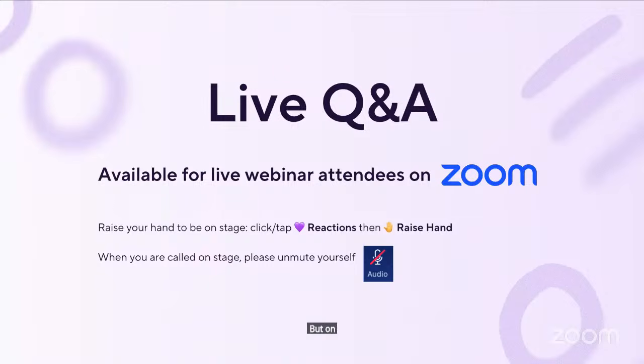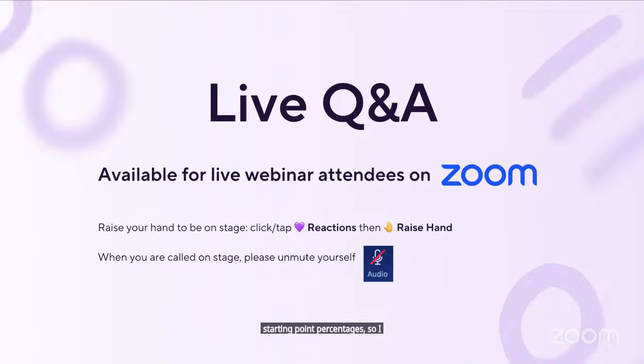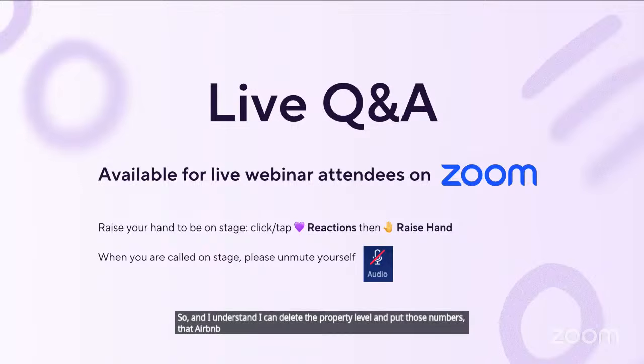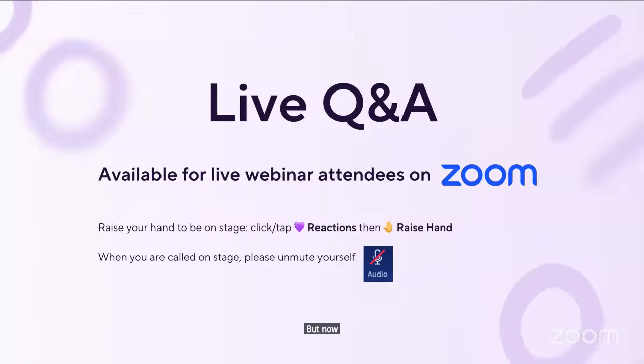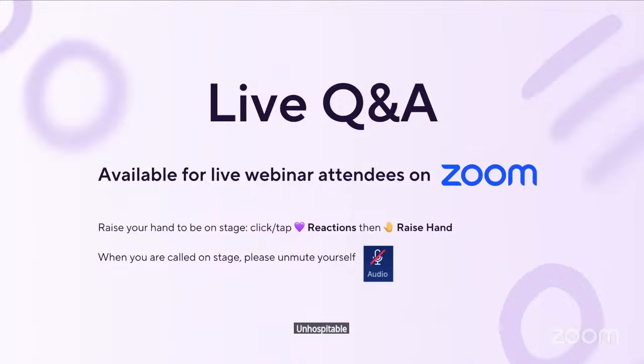But on our individual property page, I think we now see what we confirmed, the Hospitable recommended starting point percentages. So I think that's different at that property level. And I understand I can delete the property level and put those numbers, that Airbnb number, back at the global level, and I'll be fine. So that's fine. I can do that. But now that I'm doing that with Airbnb, I don't know what I should put in my boxes so that my direct booking site on Hospitable is always 5% below all the OTAs.